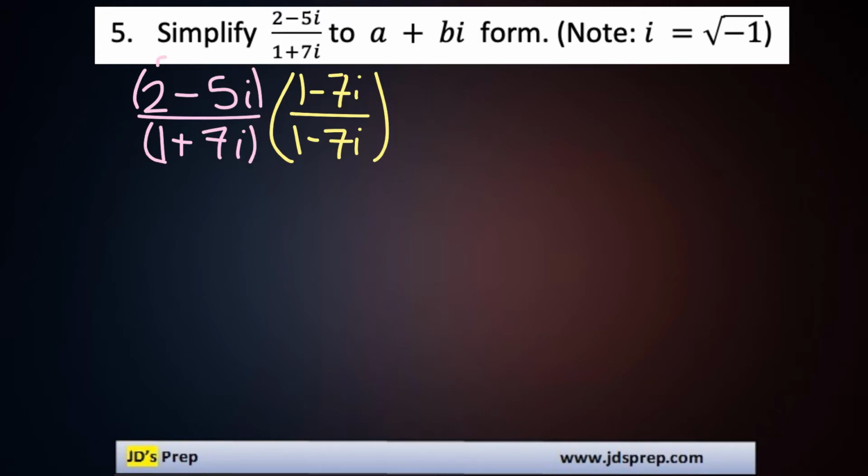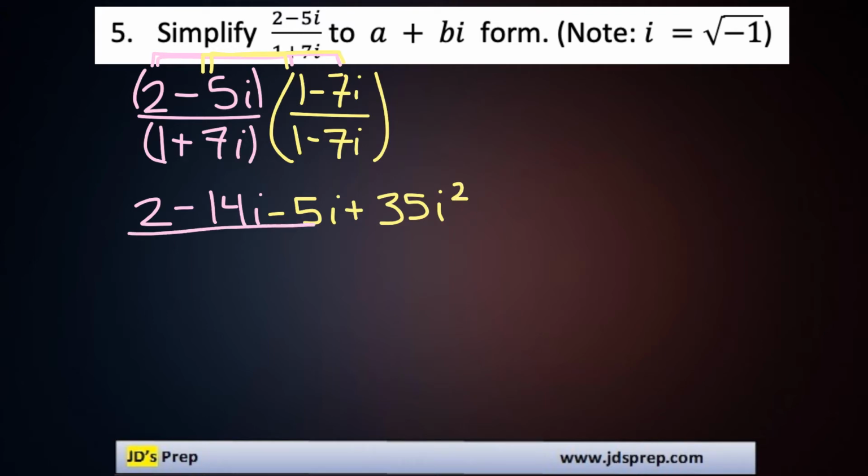So our first term we would get by multiplying 2 times 1. Then 2 times negative 7i is negative 14i. Next we can multiply negative 5i times 1, that's just negative 5i. And finally negative 5i times negative 7i is positive 35i squared.